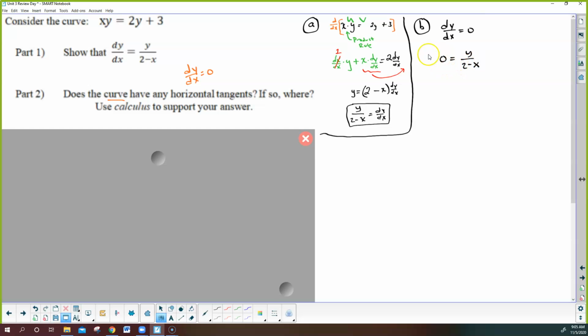All right, so let's take a look. So dy dx has to be equal to zero. Well, if I take the derivative and set it equal to zero, I can always put this over 1. And then you're really just cross multiplying. 1 times y is y, and 0 times anything is 0. But we have to be very careful. Notice it says if so.